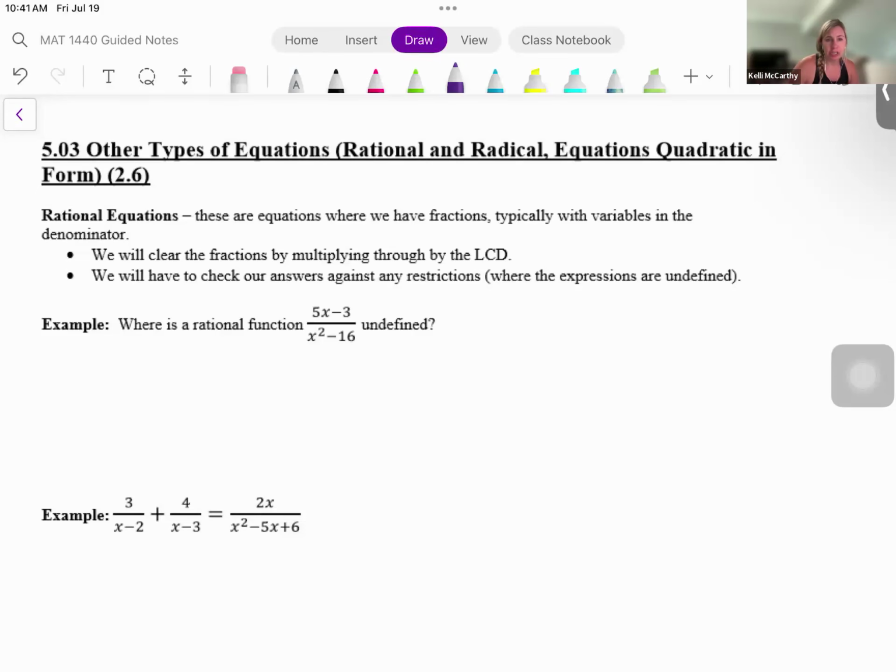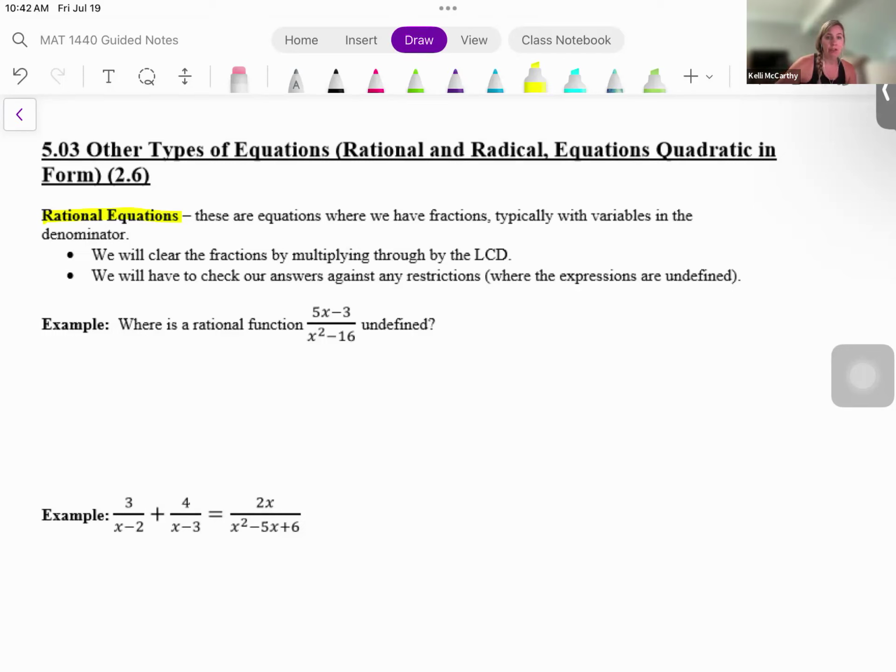These next few videos, we're going to look at some other types of equations. In this video, we're going to look at rational equations. We have seen this already in a previous video, but a rational equation is an equation that has fractions, typically with variables in the denominator. A very common approach to solving rational equations is by clearing the fractions by multiplying through by an LCD.